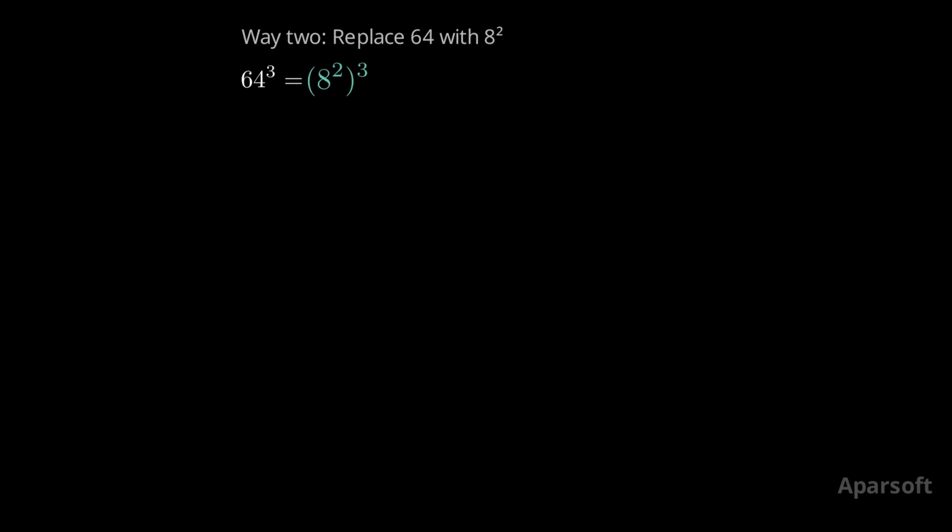Way 1. We know 64 equals 2 to the 6th, so 64 cubed becomes 2 to the 6th, cubed. Now apply our golden rule. 6 times 3 equals 18. So 64 cubed equals 2 to the power 18. Way 2. 64 also equals 8 squared. So 64 cubed becomes 8 squared, cubed. 2 times 3 is 6, giving us 8 to the power 6.